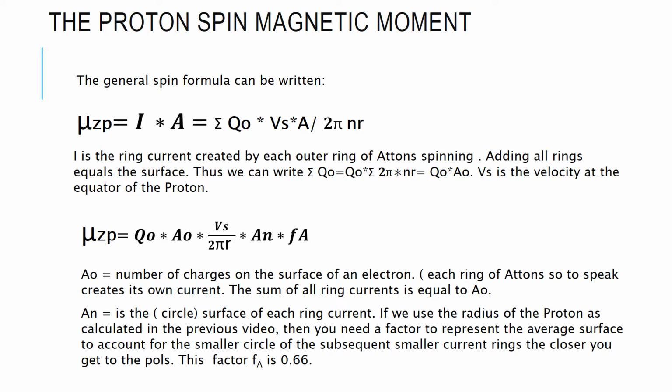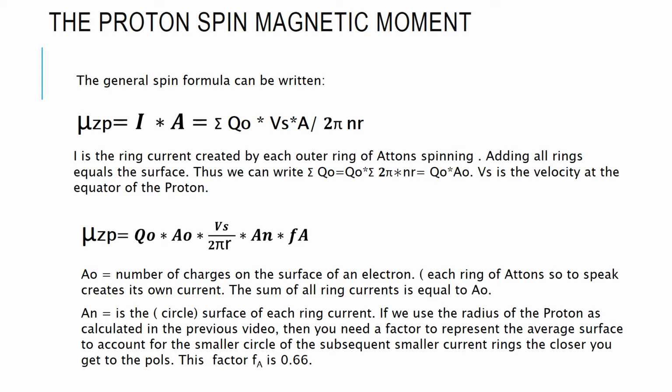So if you think of it, the electron or the proton is made out of rings and rings and rings of these attons from the equator up to the pole. If you add up all the outer rings of a proton, or an electron, you achieve the surface, the number of atoms on the surface of an electron or a proton. The reason why I'm using A0 is that it is the number of atoms on the surface of an electron, which create the charge of an electron as shown in previous videos.